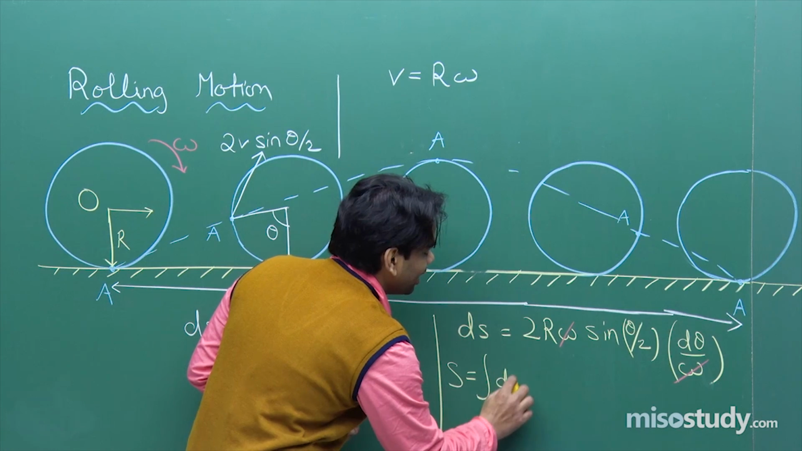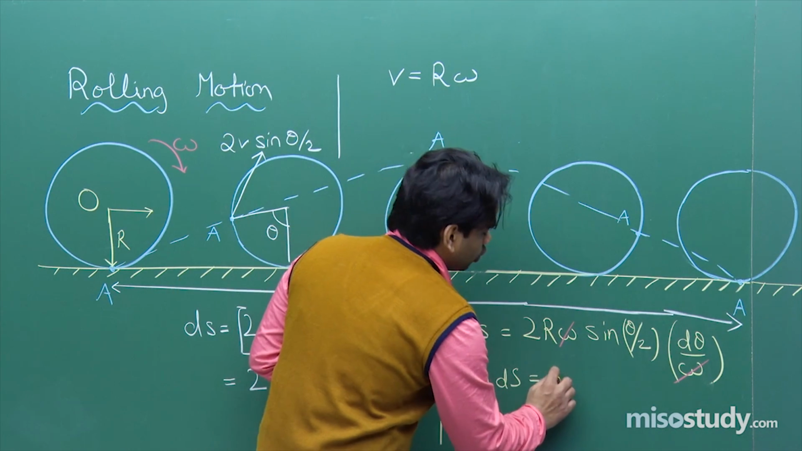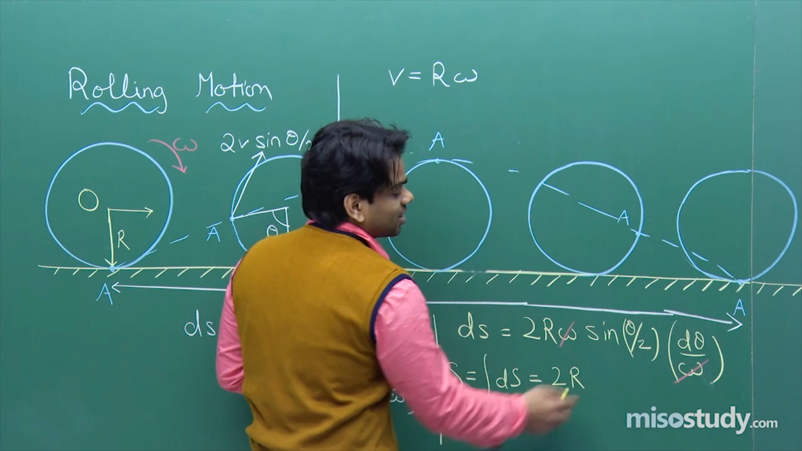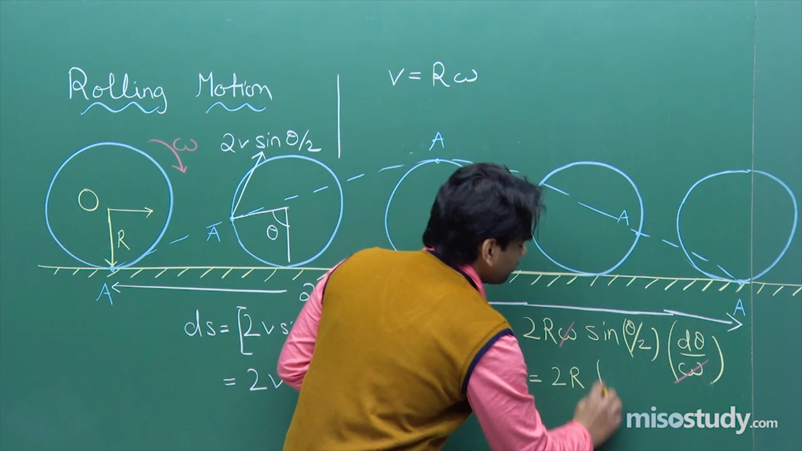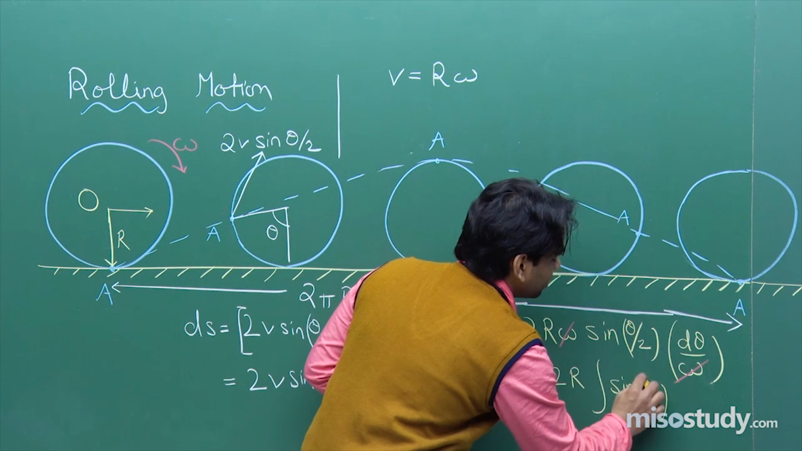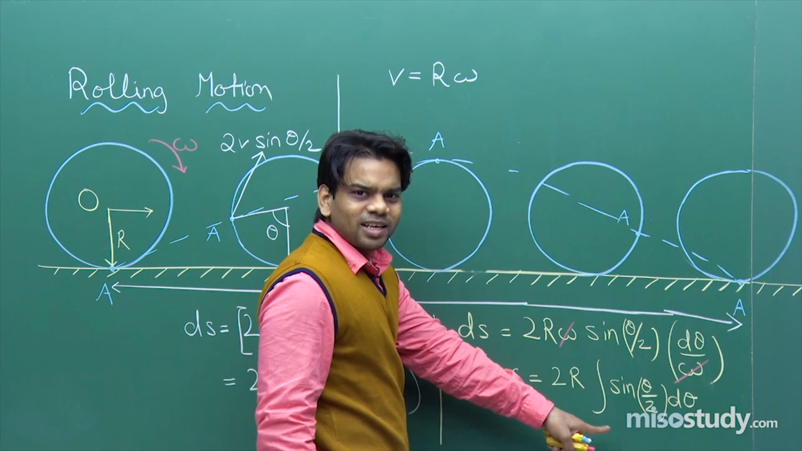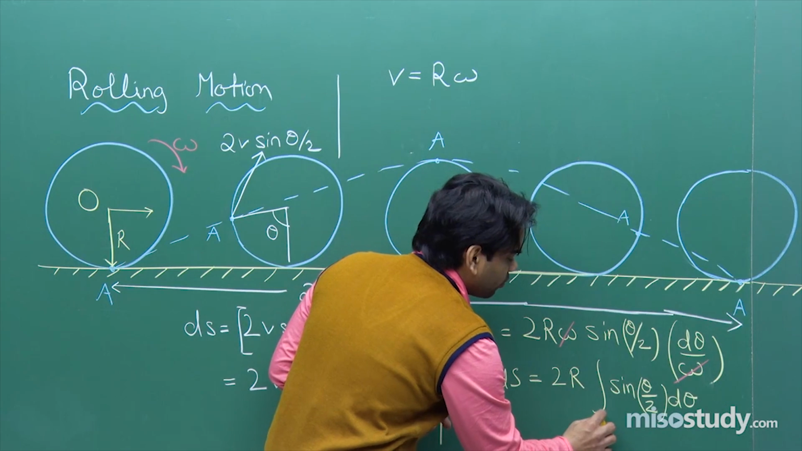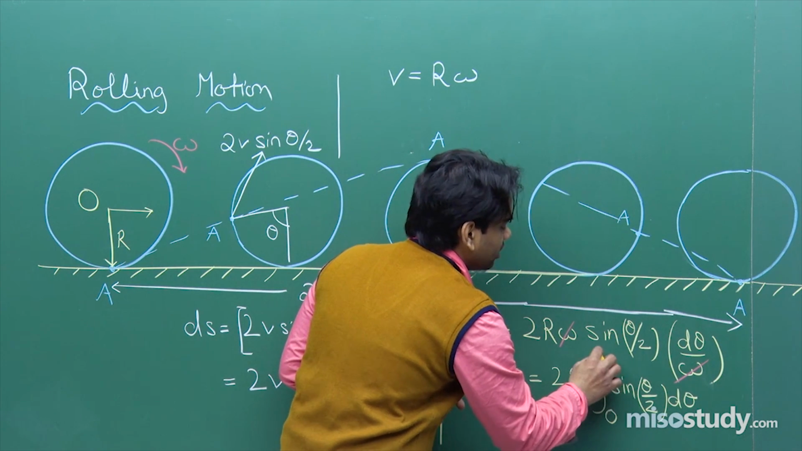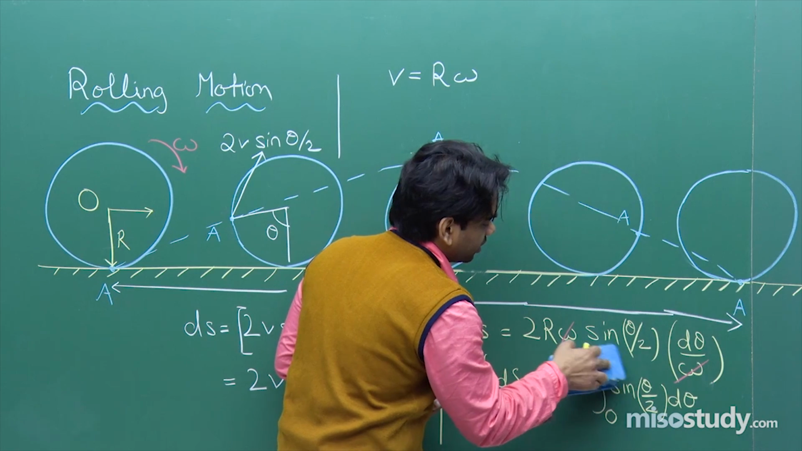That will be equal to the integration of ds. That will be equal to the integration of this equation. 2r we can take as constant, and sin(theta/2) d theta. We have to integrate this part. sin(theta/2) d theta, theta is the variable. I hope that you can clearly see till this end. Let me put up the limits: theta is equal to 0 and theta is equal to 2 pi. This is what we have obtained.